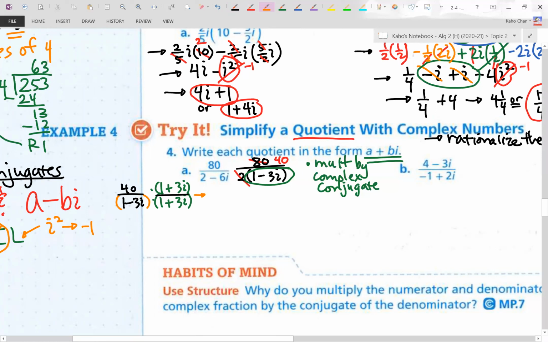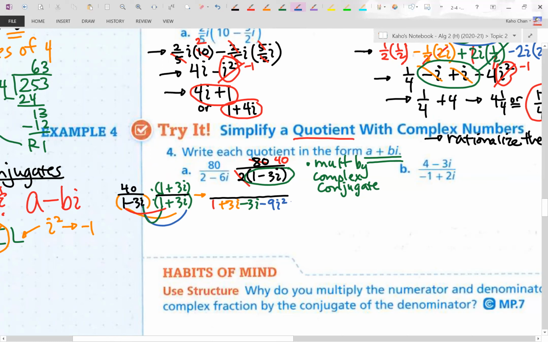I'd like to do the denominator first. Let's do the denominator. I'm going to do the whole thing, okay? First terms, 1 times 1. Outer terms, plus 3i. Inner terms, minus 3i. And last terms, watch out here, negative 3 times positive 3 is minus 9. i times i is i squared.